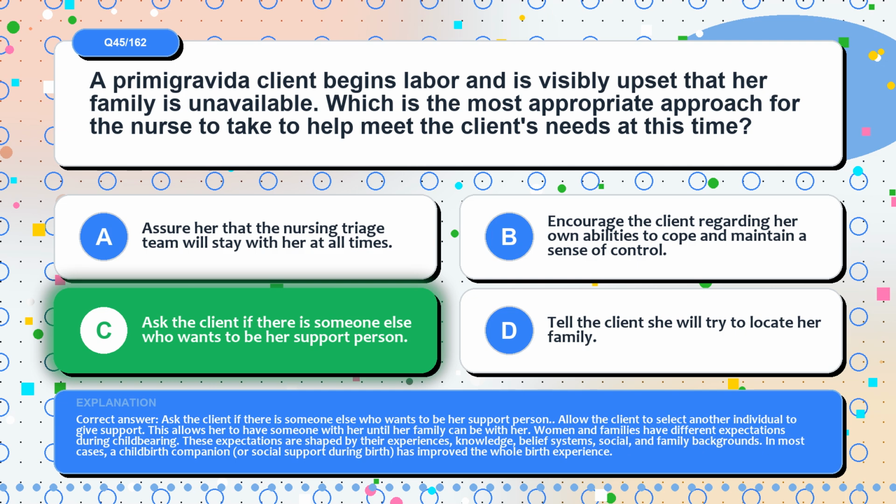Women and families have different expectations during childbearing. These expectations are shaped by their experiences, knowledge, belief systems, and social and family backgrounds. In most cases, a childbirth companion or social support during birth has improved the whole birth experience.